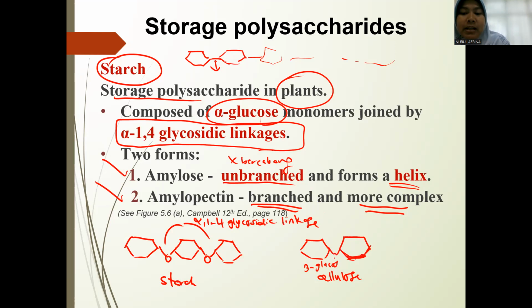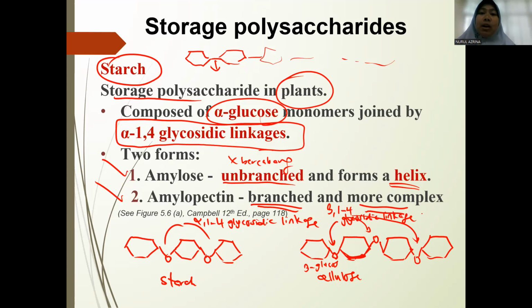Okay, ikatan dia dekat bawah. Okay, and this is another beta glucose. You akan nampak ikatan dia ke atas macam ni. This is another beta glucose. Ikatan dia ke bawah. Nampak tak? Dia zigzag. Bawah, atas. Bawah, atas. So, ini semua adalah ikatan beta 1,4 glycosidic linkage. Beta 1,4 glycosidic linkage. Okay?